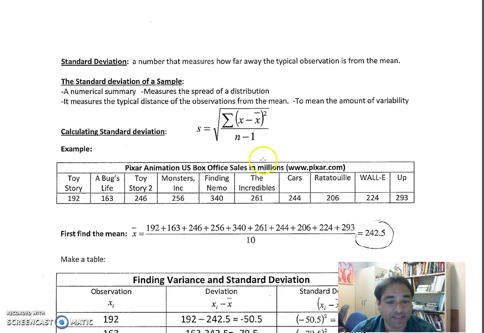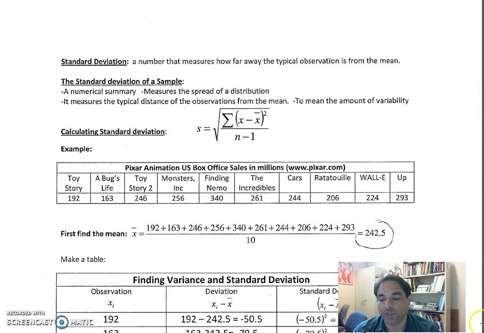So here's basically in symbols the process to find standard deviation. You take each observation minus the mean, square it, do that for each observation, add them all up, divided by n minus 1, and then you take the square root.